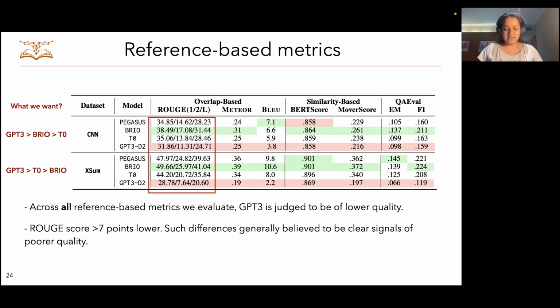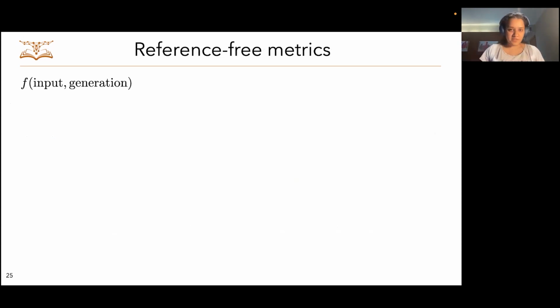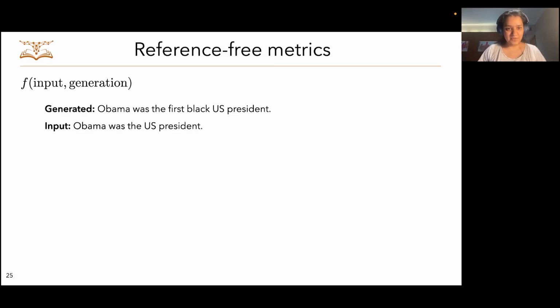So this kind of results basically show us that none of these metrics can be used to evaluate GPT-3 summaries. So maybe reference-free metrics would be better. Let's look at how these do.